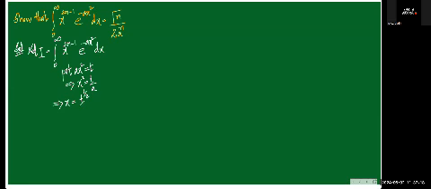t power 1 by 2 by root a, correct? We are writing in a slightly different style, the reason you will know shortly. Now if you differentiate, what about dx? It becomes 1 by root a, which is a constant, into 1 by 2 t power minus 1 by 2 dt.